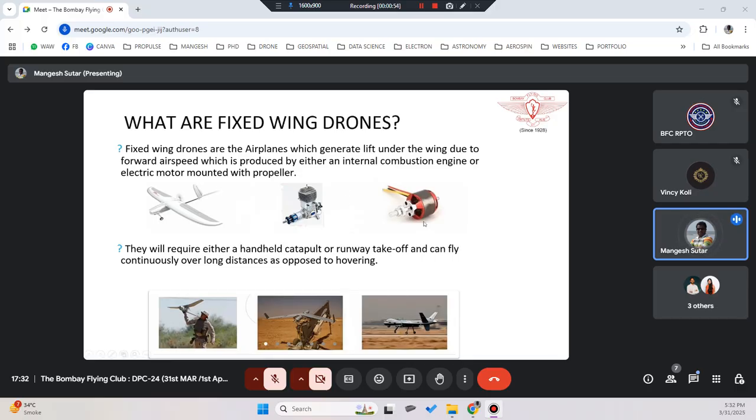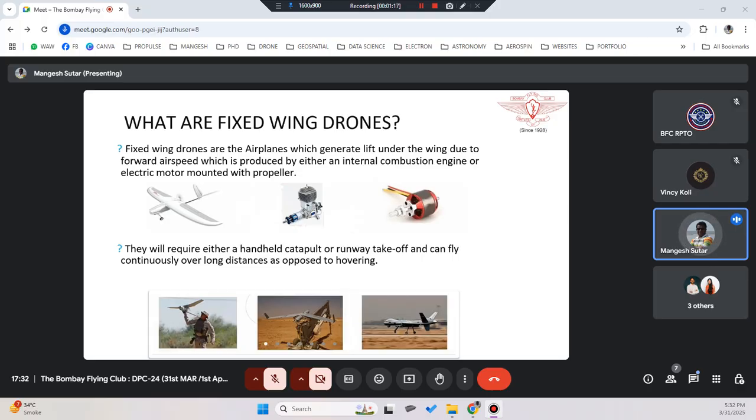So you can see they are required to be launched. The fixed wing can be launched using handheld, catapult or runway takeoff, and can fly continuously over long distance as opposed to hovering. So these fixed wing drones normally do not hover. They will always have a forward motion continuously.